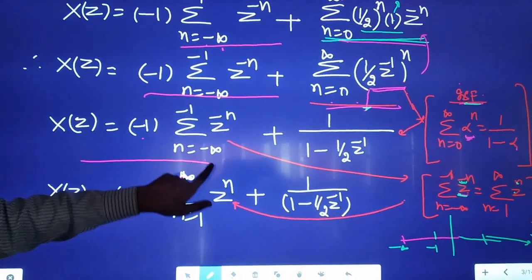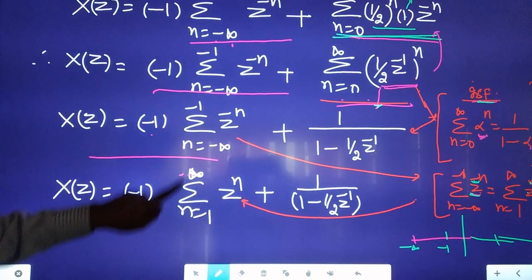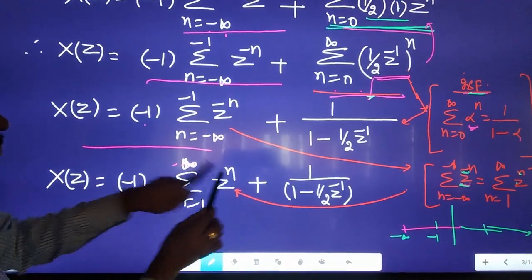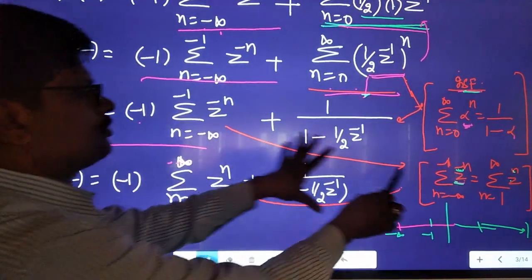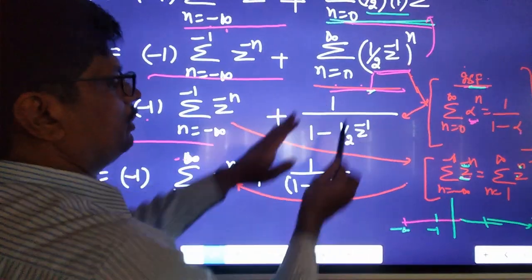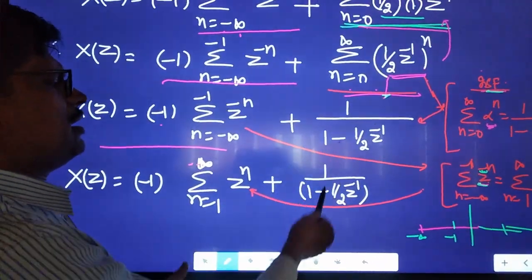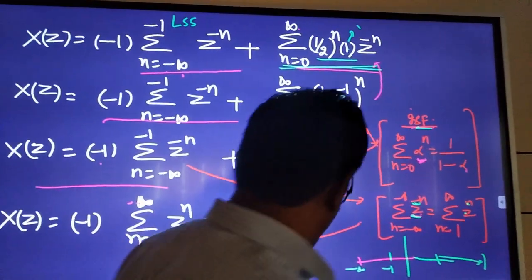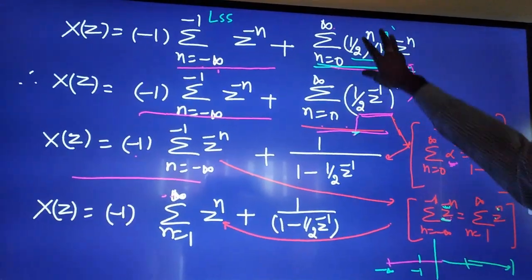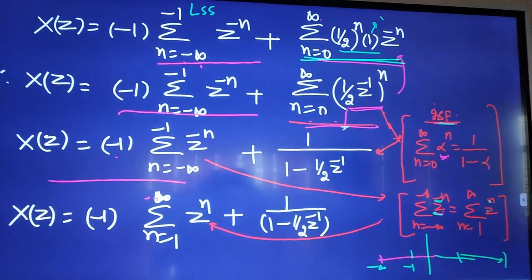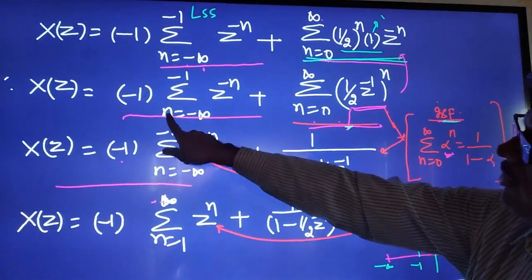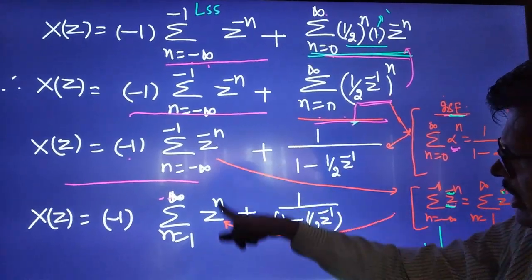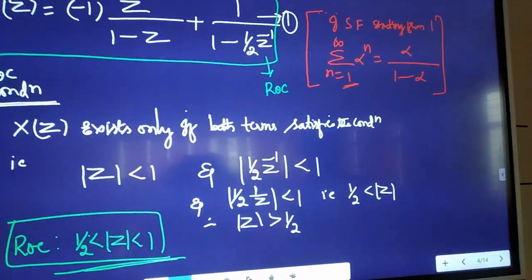Minus 1 times the summation from n equal to minus infinity to minus 1 becomes 1 to infinity, and z to the power minus n becomes z to the power plus n. That's all; I am making use of this formula. Now plus the second term, which is the same: 1 by 1 minus 1 by 2 z inverse. I hope I am clear. Second term, no problem. The first term I am converting from minus infinity to minus 1 into 1 to infinity, minus becoming plus, by using this formula.